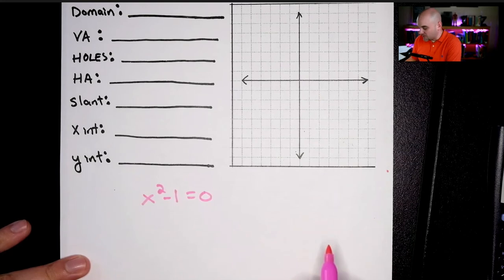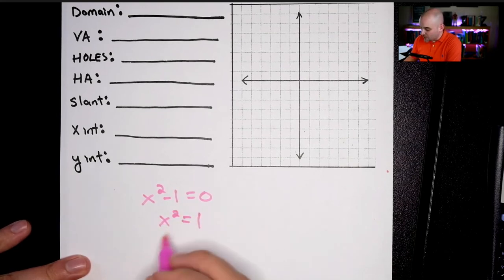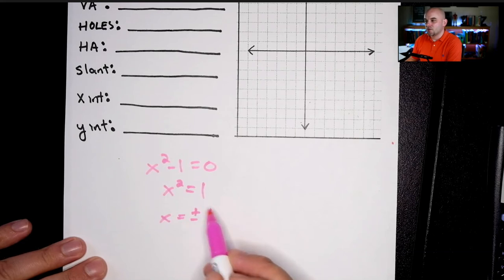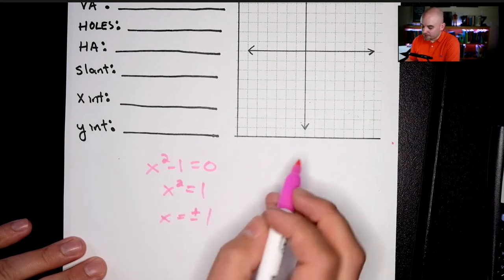When does x squared minus 1 equal 0? Well, that's when x squared equals 1. And if we square root both sides, we get a positive and negative 1 there because both of those will give me 1 when I square them.